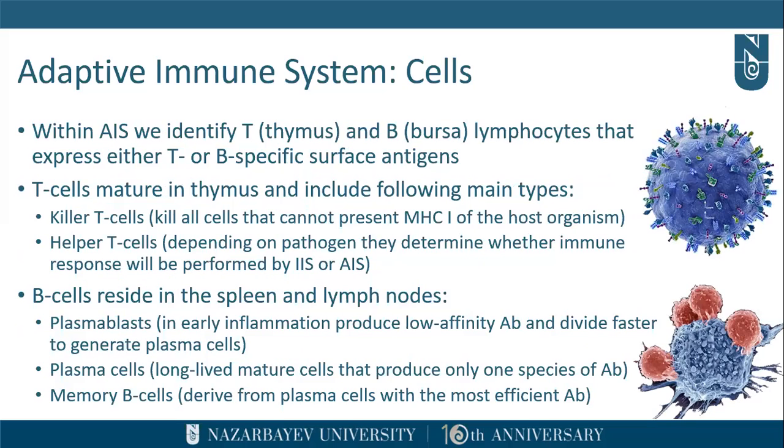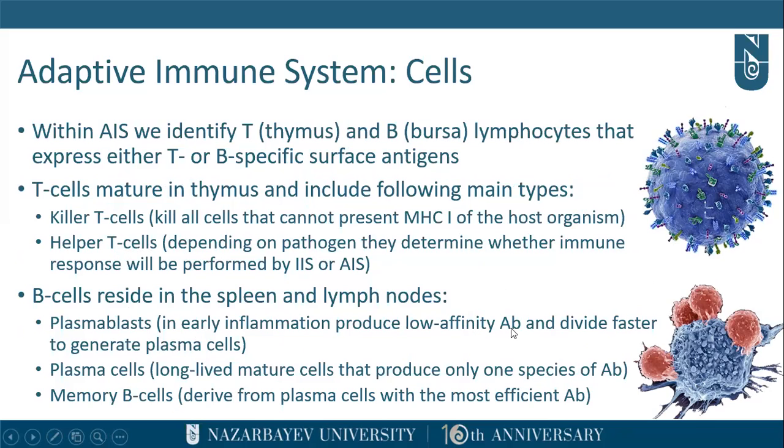So here are these guys, T cells and B cells. T cells reside in the thymus, and we have two types of them: cytotoxic T cells or helper T cells, that you just saw on the picture. Whereas B cells, we have different forms, like plasmablasts, they produce a low affinity antibody.